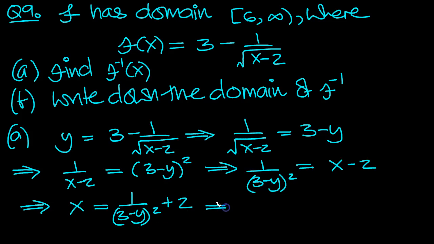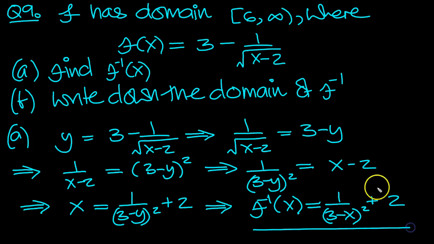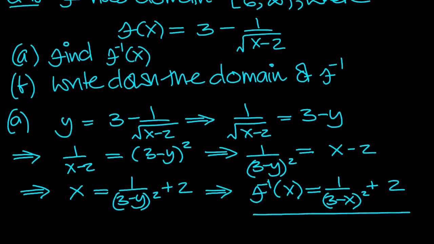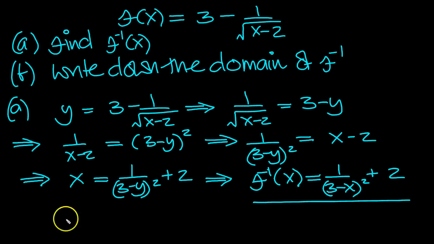So now we can read off the inverse function by swapping the symbols. So the inverse function of x is equal to, and change the x to a y and the y to an x, so to speak, 1 over 3 minus x squared plus 2. And there's our inverse function. Domain will be the range of this function. Basically, the domain of f minus 1 is simply the range of this function.